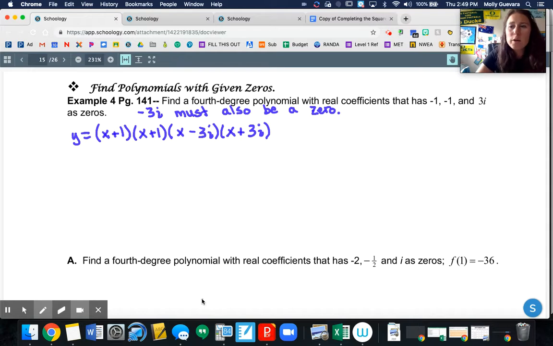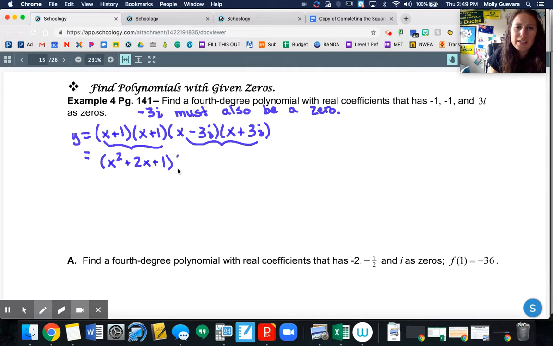So here's what my equation looks like as linear factors. But I want to find the polynomial, so I need to multiply this out fully. So I'm going to multiply these two together, which gets me x squared plus 2x plus 1. And then I'm going to multiply these out. Remember, these are complex conjugates. So hopefully we will remember that rule where we just take a squared plus b squared, right?